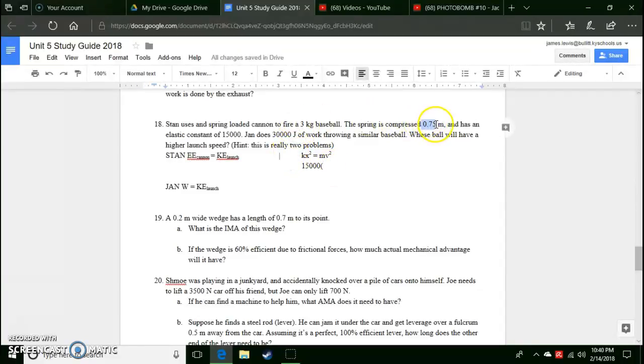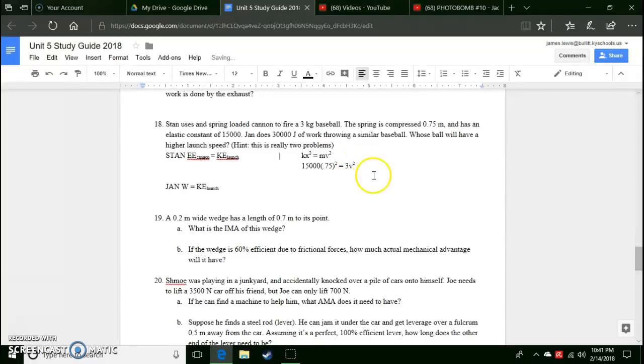So 0.75 is going to be our compression of the spring. Remember, that's what x stands for. If we go back up to the formula sheet, it tells you that, and I did that in the video before. You can go up and look yourself. 0.75 is going to be our x value, so 0.75, and I want that to be squared. That is going to be equal to the mass of 3 times the velocity that we don't know, squared.